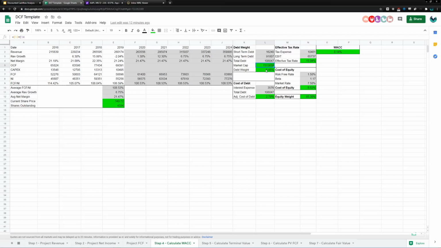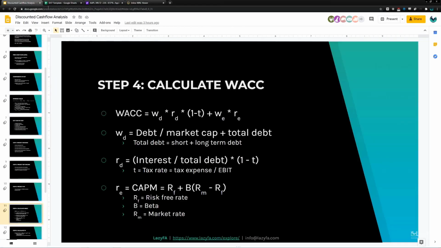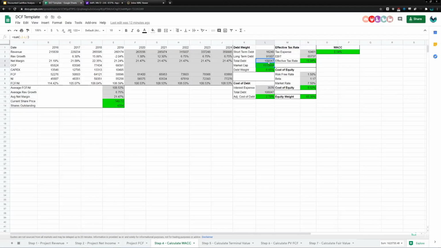And then in order to calculate the weight of debt, it's total debt divided by the market cap plus total debt. So that's going to give us the weight of debt, which is what percentage of the company's total value is made up of debt. And in this case, it's just over 6.5%.